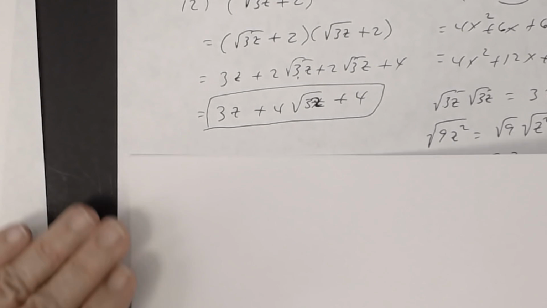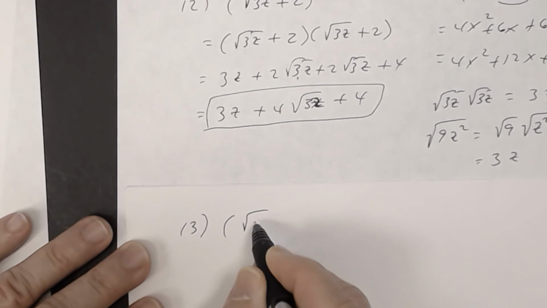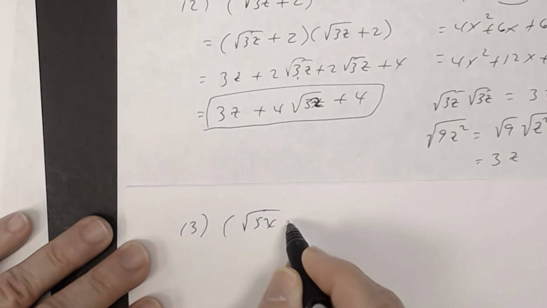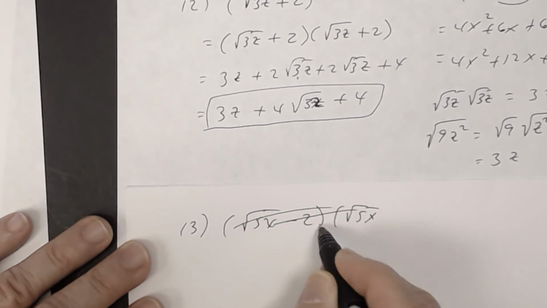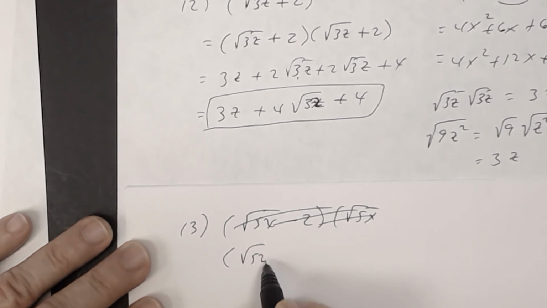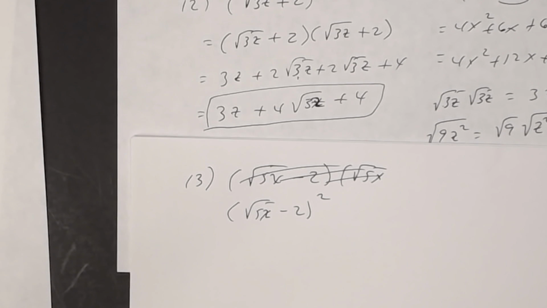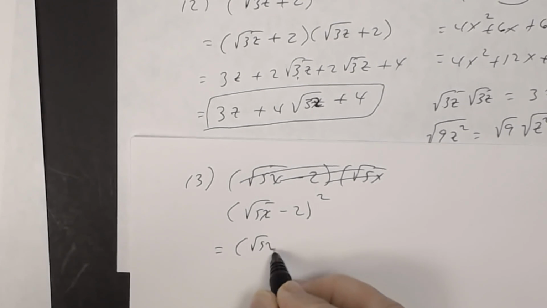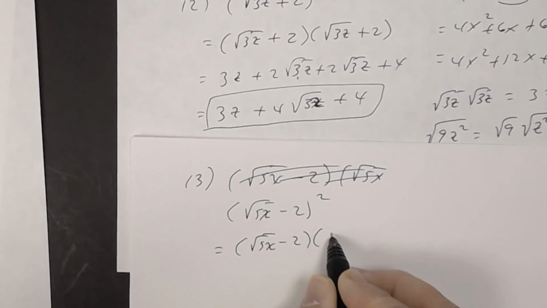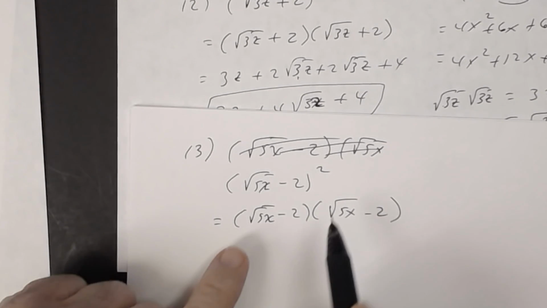All right, 13. In 13, let's suppose we had this instead. Let's suppose we had the square root of 5x minus 2 times the square root of 5x. Oops, sorry. Let me write it like this. The square root of 5x minus 2 squared. Okay, so again, you're going to write it as two binomials. So that's the square root of 5x minus 2 times the square root of 5x minus 2. Okay? All right, now let's FOIL.